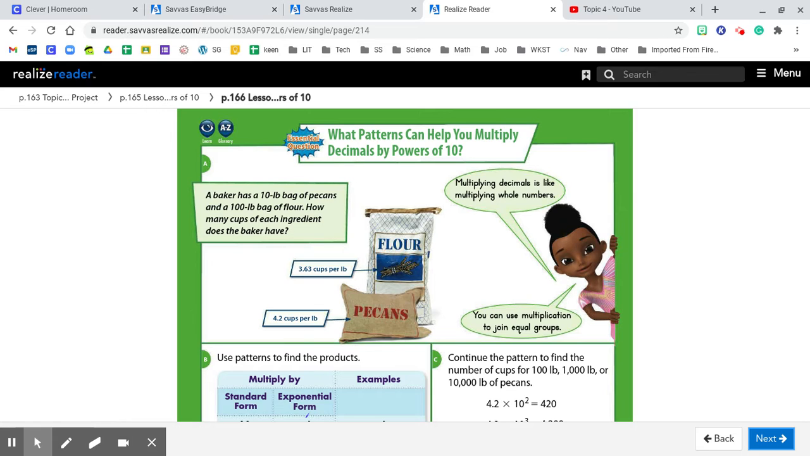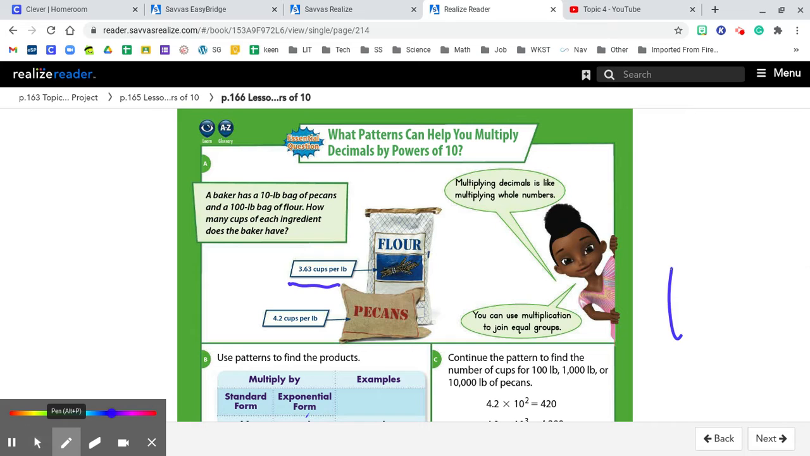If they have 3 and 63 hundredths cups per pound of flour and 4 and 2 tenths cups per pound of pecans, you're going to multiply decimals by whole numbers here.